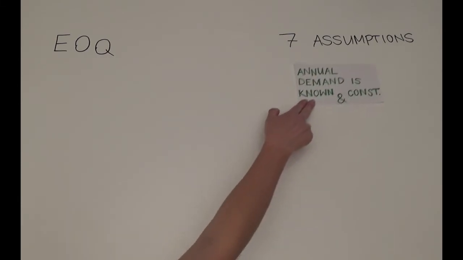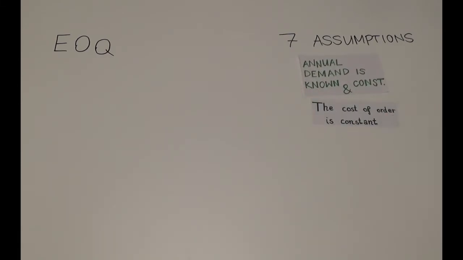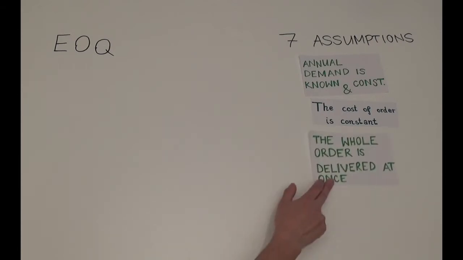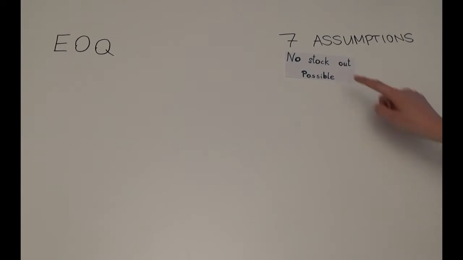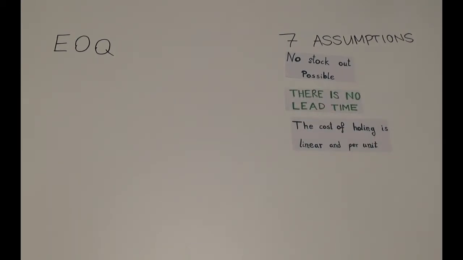Annual demand is known and constant. The cost of order is constant. The whole order is delivered in one batch and at the same time. No stock out possible. No lead time. The cost of holding is linear and per unit. And last of all, cost per unit is constant.